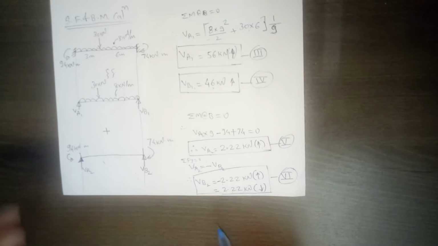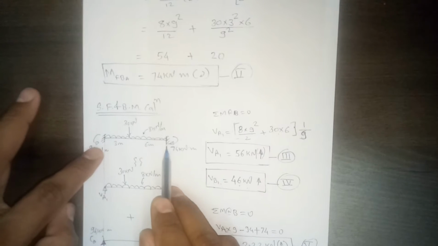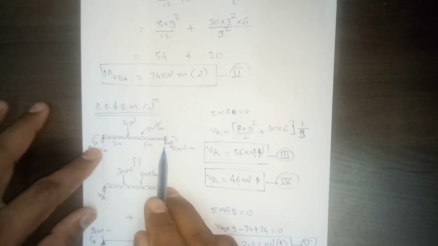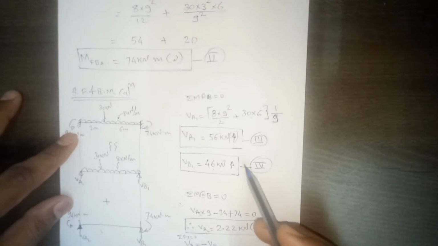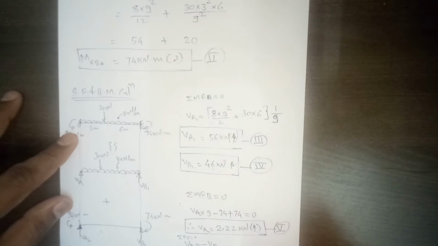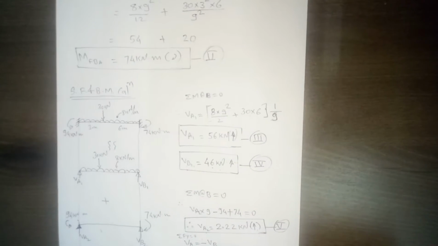Now the total vertical reaction of this beam will be equal to the addition of these two plus the addition of these two, right? That way you can calculate the total vertical reaction.